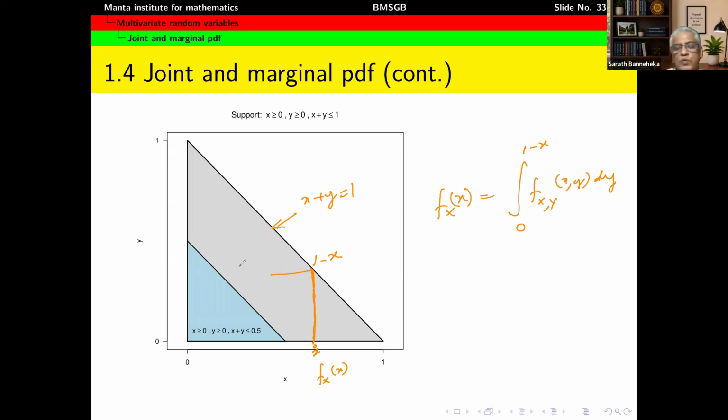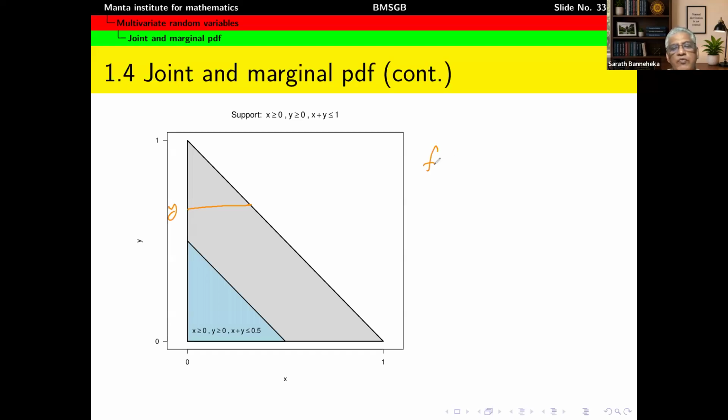And similarly, if you want to get the marginal density function of y at some value, say small y, say this is small y.